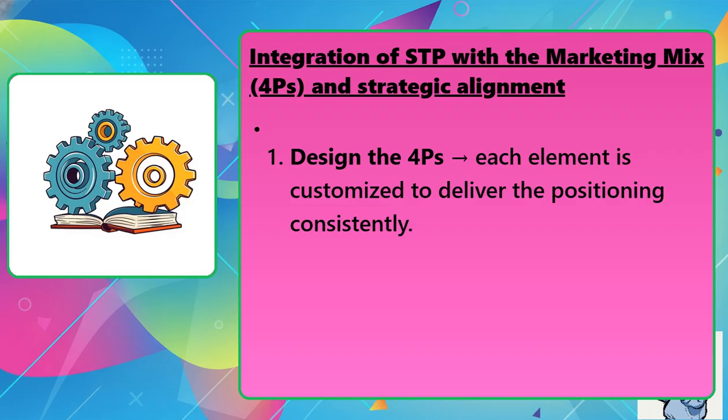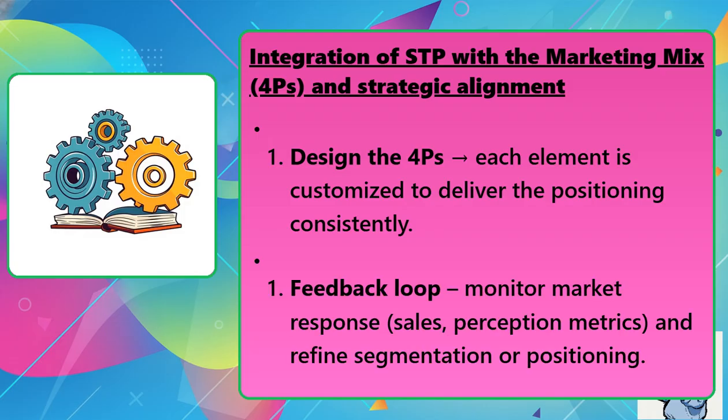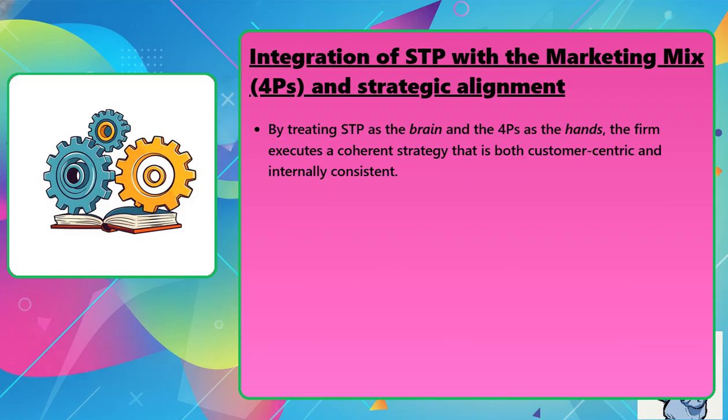Step 5. Design the 4Ps. Each element is customized to deliver the positioning consistently. Step 6. Feedback loop. Monitor market response, sales and perception metrics, and refine segmentation or positioning. By treating STP as the brain and the 4Ps as the hands, the firm executes a coherent strategy that is both customer-centric and internally consistent.